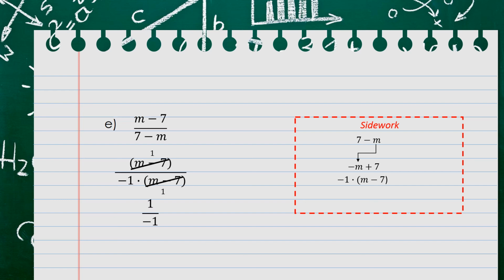Now, although this is correct, this is a fraction. Can we reduce? Can we divide 1 divided by a negative 1? And of course we can. The result would be negative 1, and that would be your final answer.